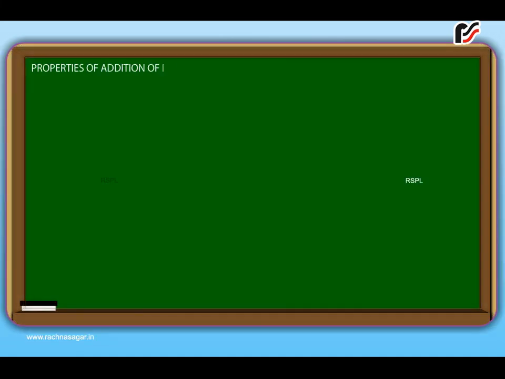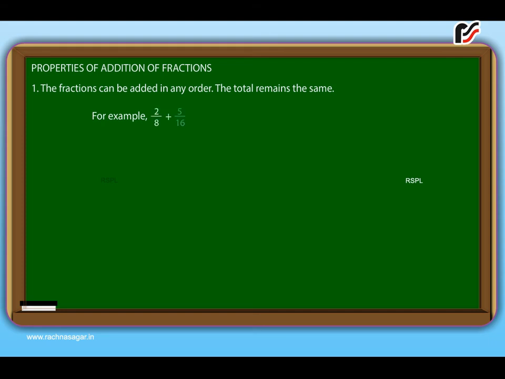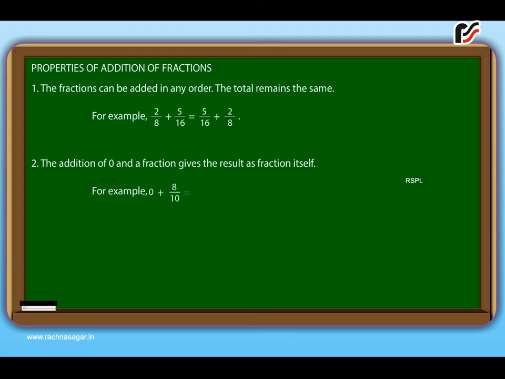Properties of addition of fractions. The fractions can be added in any order. The total remains the same. For example, 2 by 8 plus 5 by 16 is equal to 5 by 16 plus 2 by 8. The addition of 0 and a fraction gives the result as the fraction itself. For example, 0 plus 8 by 10 is equal to 0 by 10 plus 8 by 10, is equal to 0 plus 8, whole divided by 10, is equal to 8 by 10.